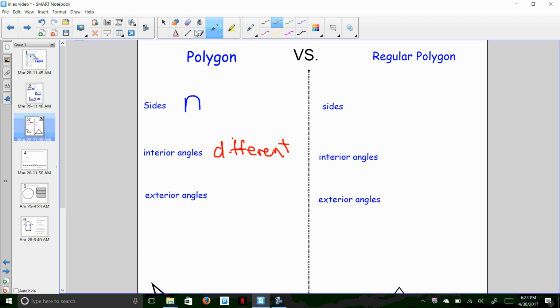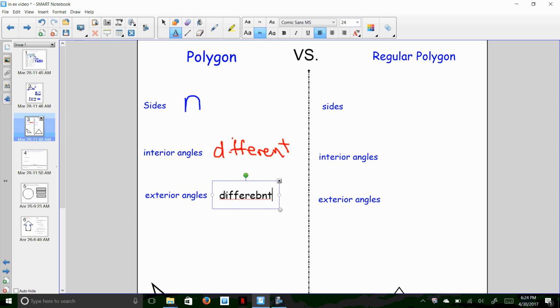The exterior angles can be different. But let's go to a regular polygon. Once again, N is always sides. Regular means all sides and all interior angles are the same. We'll fix that: all interior and exterior angles are equal and all sides are equal.